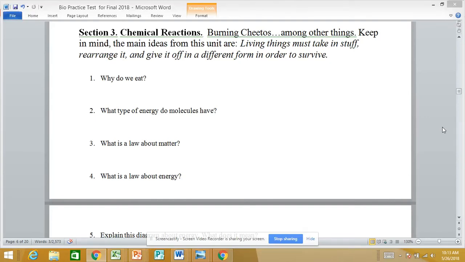Right, for this next part of the review, we're going to go through sections 3 and 4 of your practice test. Start with chemical reactions, and then we're going to get straight in there. So why do we eat? Well, 2 reasons: for matter and for energy, right?